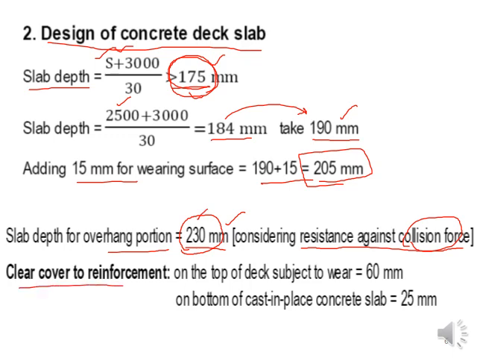Then comes the clear cover to the reinforcement. On the top of the deck, subjected to wear, it will be 60 millimeter, and for the bottom of a cast-in-place concrete slab, it will be 25 millimeter. Here you have to consider the table, and depending upon the situation, take the corresponding values from the AASHTO table discussed in lecture number 4.